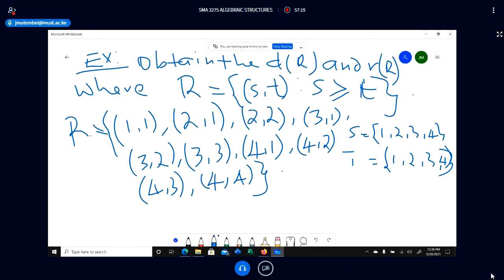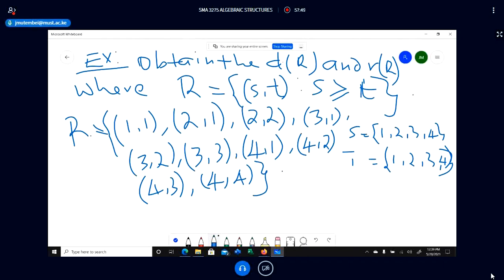1, 1, 2, 1, 2, 2. 2, 3 will not be there because 2 is not greater than 3, and 2, 4. Then 3, 1 is okay, 3, 2 is okay, 3, 3 is equal, it obeys equality. 3, 4 will not belong there. 4, 1, yes. 4, 2, yes. 4, 3, yes. 4, 4 obeys the equality. So those are the members we have in R.